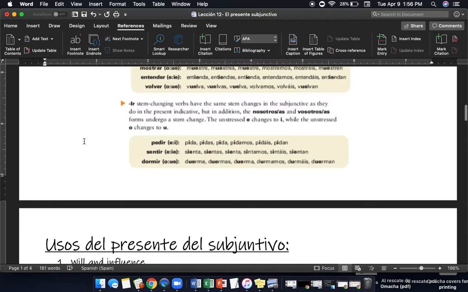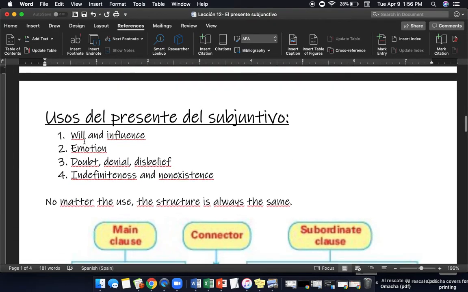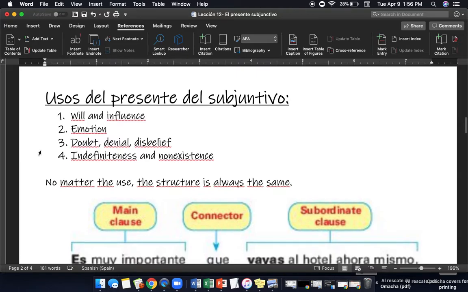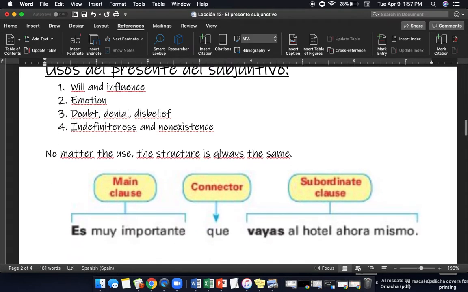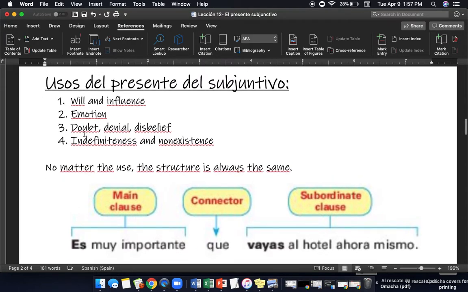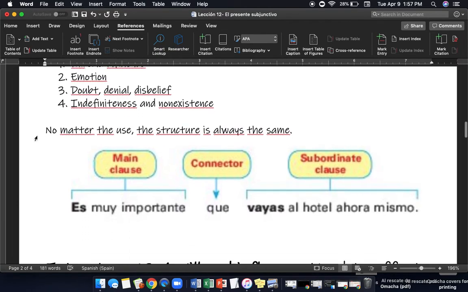Okay, so they rambled through all that, and then they told you, well, we're going to use the present subjunctive in these ways: will and influence, emotion, doubt, denial, or disbelief, indefiniteness, or non-existence. And we're not going to rush through all of them. We're just going to start with one at a time. So no matter what you're trying to express of these four categories, the way that you express a subjunctive idea is always going to be the same.